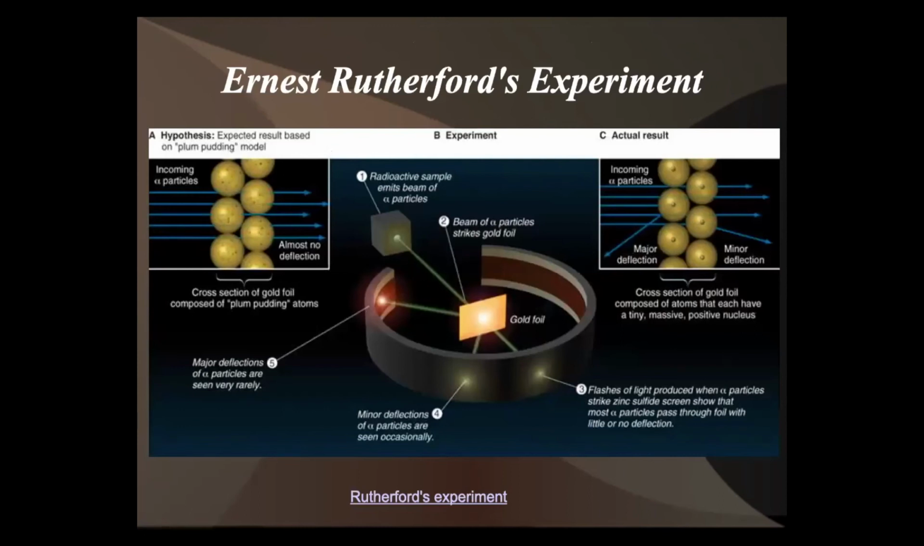Ernest Rutherford, after Thomson, did further experiments to see what was in the atom besides just electrons. And what he did is he took a box of radiation. This emits alpha radiation, very small positive particles that he was bombarding atoms with.